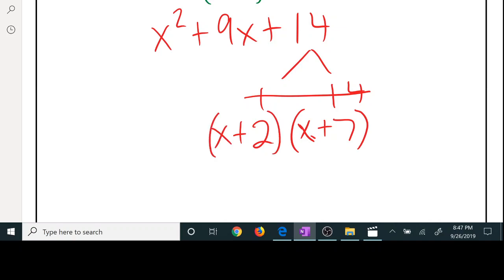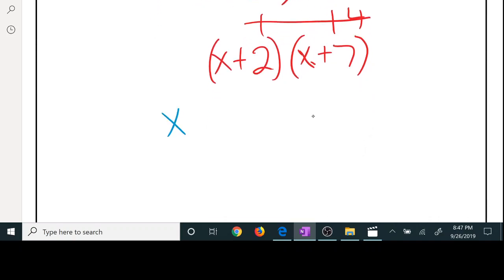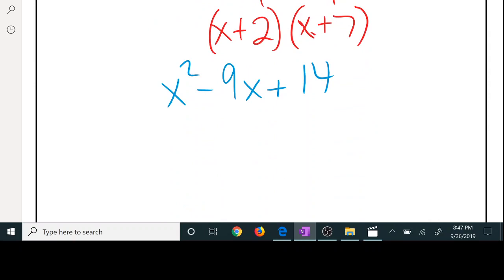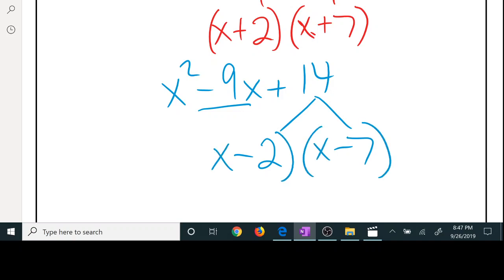Next one's going to be just like it. X squared minus 9x plus 14. Did I say minus? I think I meant to say plus, but I think I might have said minus. So we already know that 2 and 7 are going to work. 2 times 7 is 14, and 2 plus 7 is 9. This time we want negative 9, so let's just change them both to negatives. Then we have negative 2 times negative 7 is still positive 14, but negative 2 plus negative 7 is negative 9. So my factors work. Throw x's in front with the sign of the numbers, and I'm done.